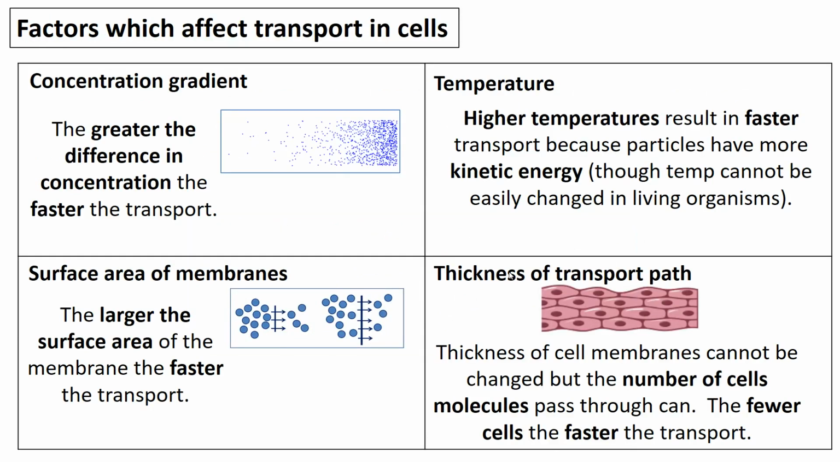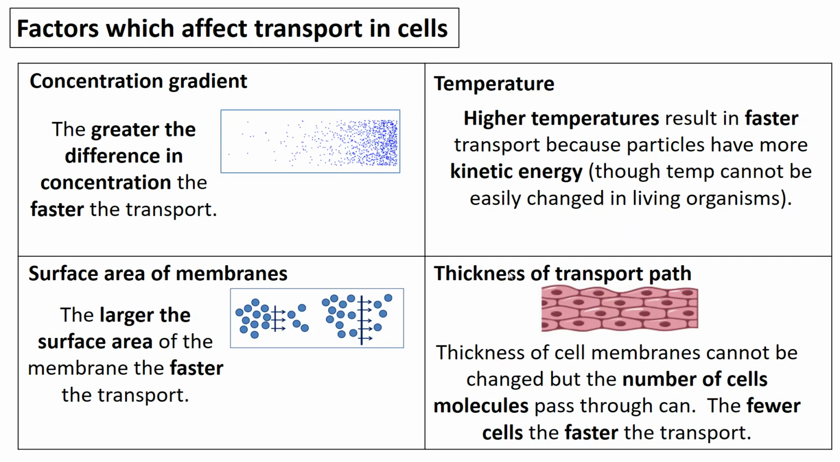And different things can affect the rate of that diffusion. We talked about specialized exchange surfaces, but also things like concentration gradient. The bigger the difference in concentration gradient, the faster the transport will happen. Temperature: higher temperature means faster transport because the particles have more kinetic energy to move across. But temperature isn't something easily changed inside an organism, so just bear that in mind. Surface area of membranes: the larger the surface area, the faster the transport. That's why we have specialized exchange surfaces. And the thickness of the transport path.